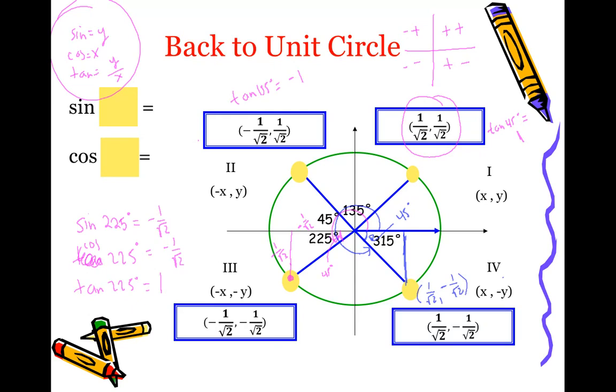So your sine, this is your cosine of 315. And then what will your tangent of 315 be? Negative 1. Awesome. So hopefully it's coming together a little bit.